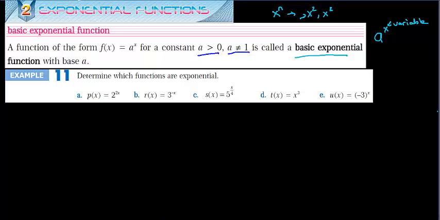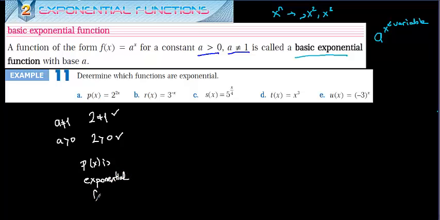The first one, Px is equal to 2 to the power of x. Yes, it is exponential function because base is 2. First, is a not equal to 1? Yes, 2 is not equal to 1. And the second one, a must be greater than 0. Also 2 is greater than 0. So both of the conditions are satisfied. Px is exponential function.